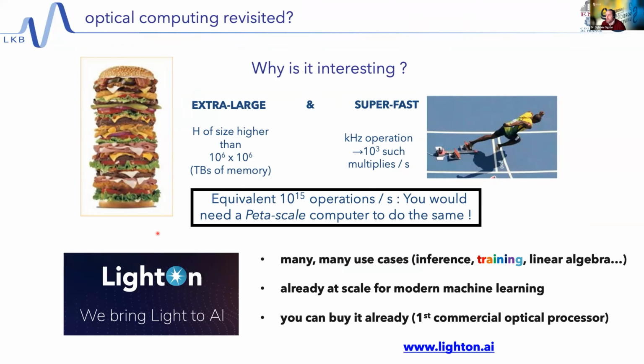So I just want to mention that we have a spin-off that is really doing and actually commercializing already this device, which is the first optical coprocessor, and it can do many, many things, exploiting this random projection. So inference, training, some linear algebra, there are a lot of use cases.